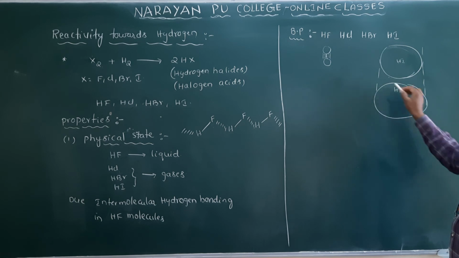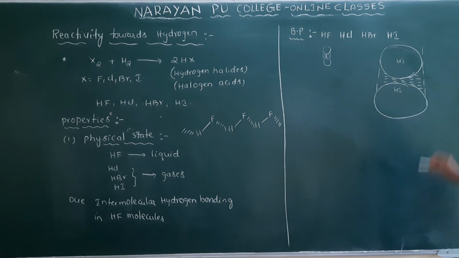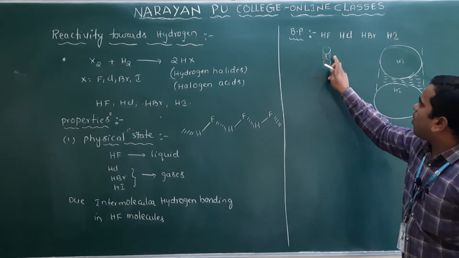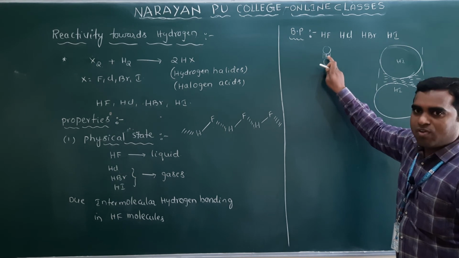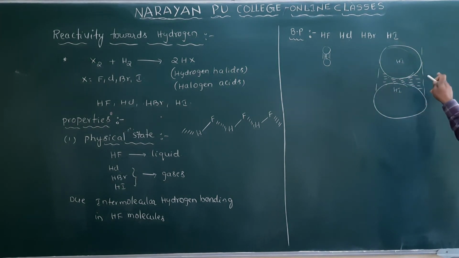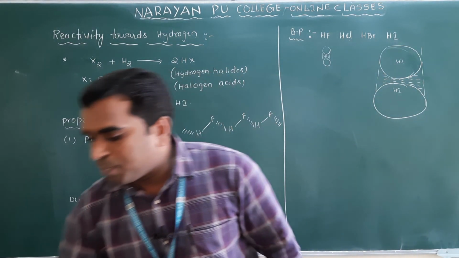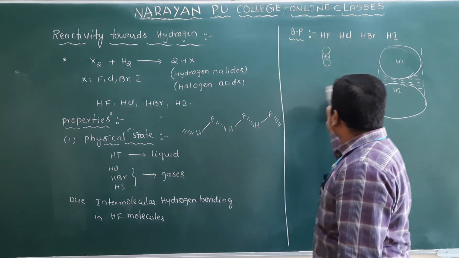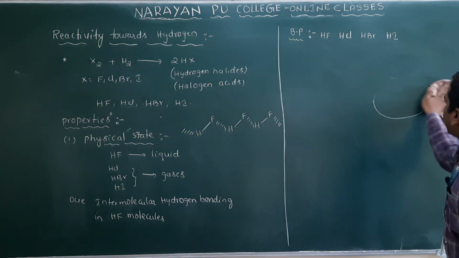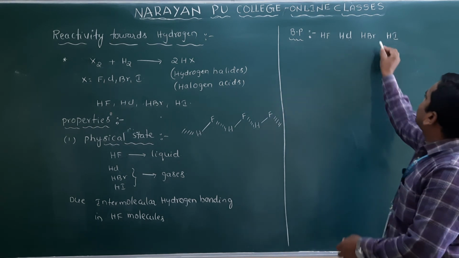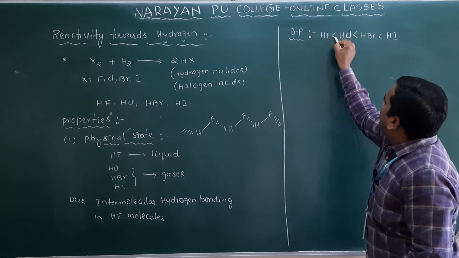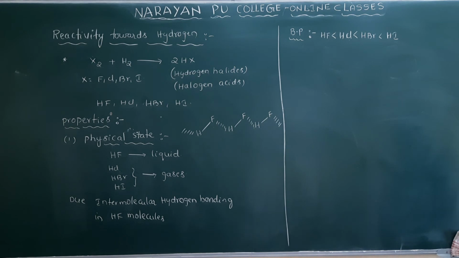These are not hydrogen bonds, they are van der Waals forces. Along this longer length, van der Waals forces increase compared to here. You see the small length: in this length only van der Waals forces existed, but here the length is long. Along this length van der Waals forces increase, so automatically boiling points also increase. So HI should have the highest boiling point.